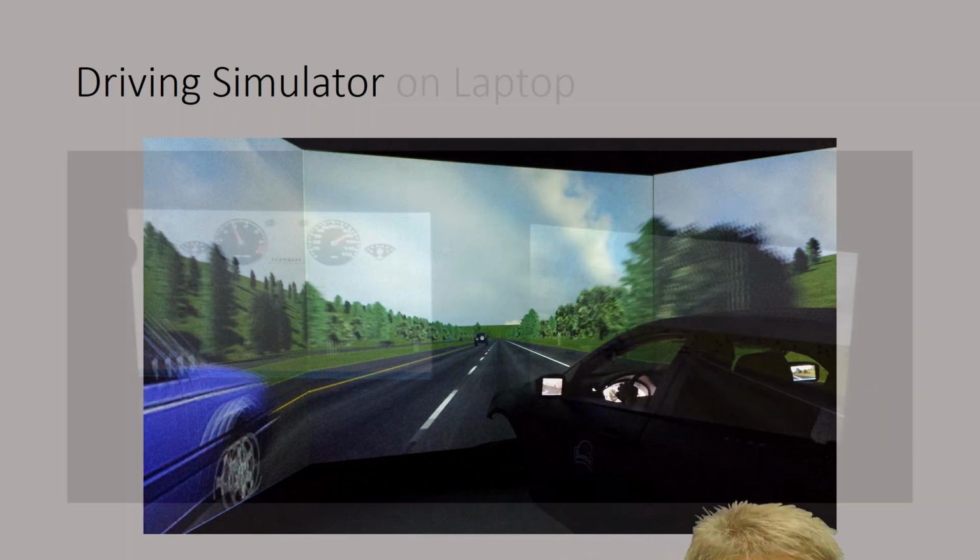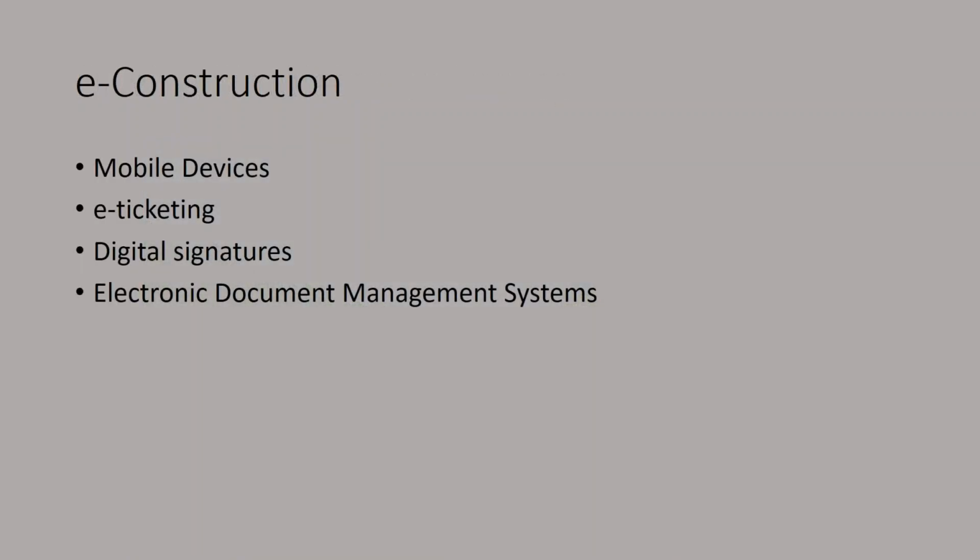Pretty neat stuff though. There's also e-construction, and I'm sure she's working with a lot of us on different e-construction things, like using mobile devices, looking at e-ticketing, digital signatures, collecting the information and even some of the documents, some of the databases, and actually trying to get more of the data coming in as electronic data so you can put it right into the database and get away from people filling out paper forms or typing stuff into spreadsheets, that kind of thing.